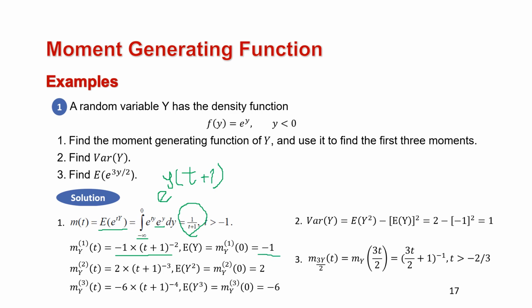Similarly here, let's differentiate this function. Don't differentiate in -1, of course. Differentiate the first derivative again to get a second derivative. So let's differentiate -1, it will be negative, so positive, okay, with t plus 1 to the power -2, so then I will have 2 times t plus 1 to the power -3. After substituting t equals 0, I will get the expected value of y squared.